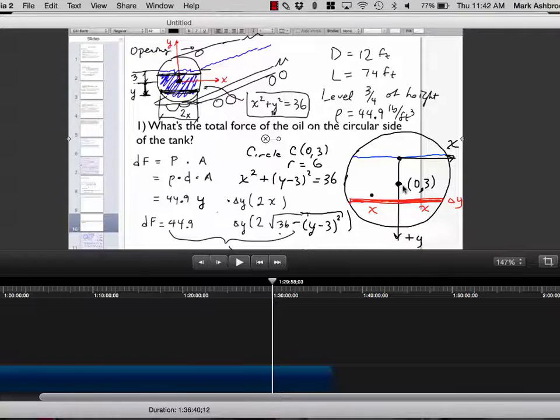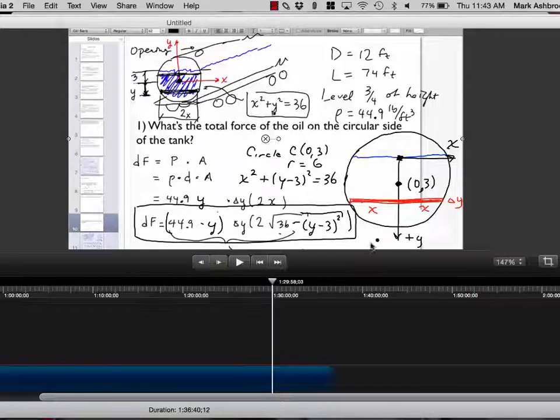So the center of the circle is (0, 3). It's going to be 44.9 times y. That's my rho times depth, that's my pressure right there. And then times the area, delta y times 2x, where x comes from solving that for x: the square root of 36 minus (y minus 3) squared. So with this new frame of reference, with my origin here on the surface, x there and y there, this becomes little df.